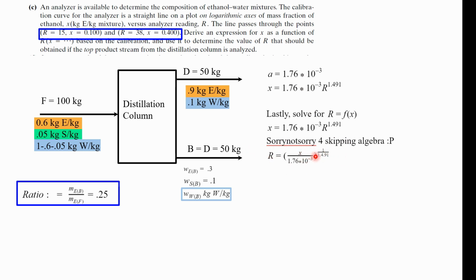We should obtain something like this. So now we have r as a function of x. Remember, x is the mass fraction, so we're going to plug that in here. For x equals 0.9, then r should be about 65.5, which is a clever little method that you can use to check your calibration in the lab or in an experiment or in industry if you have some kind of process just like this.